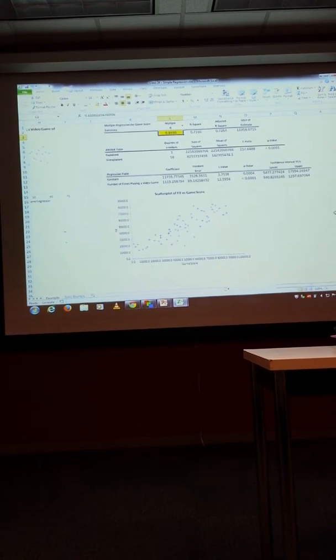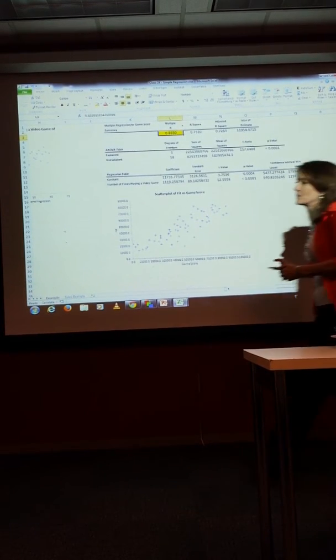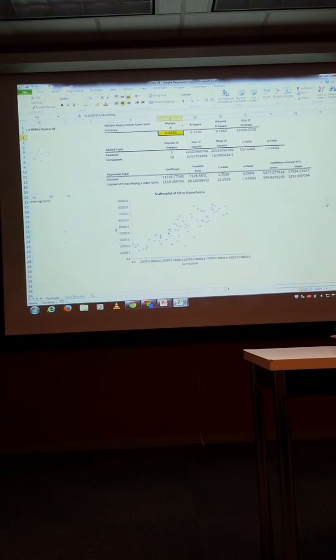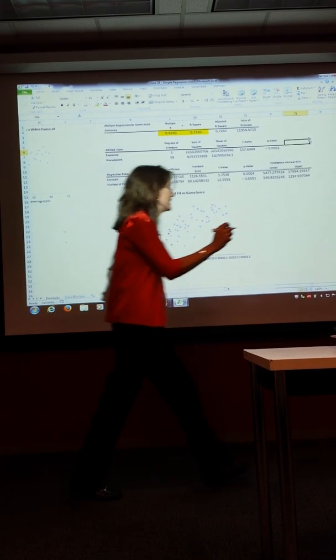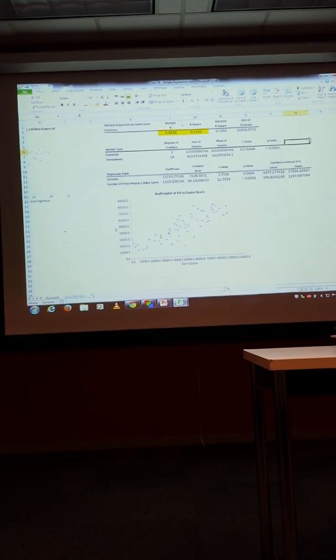Let's write some of this up here. So when you look at the output, you see multiple R. That's the correlation, which was already listed under the chart. Okay. R squared. Is that like the other R squared we use? Yeah, R squared.